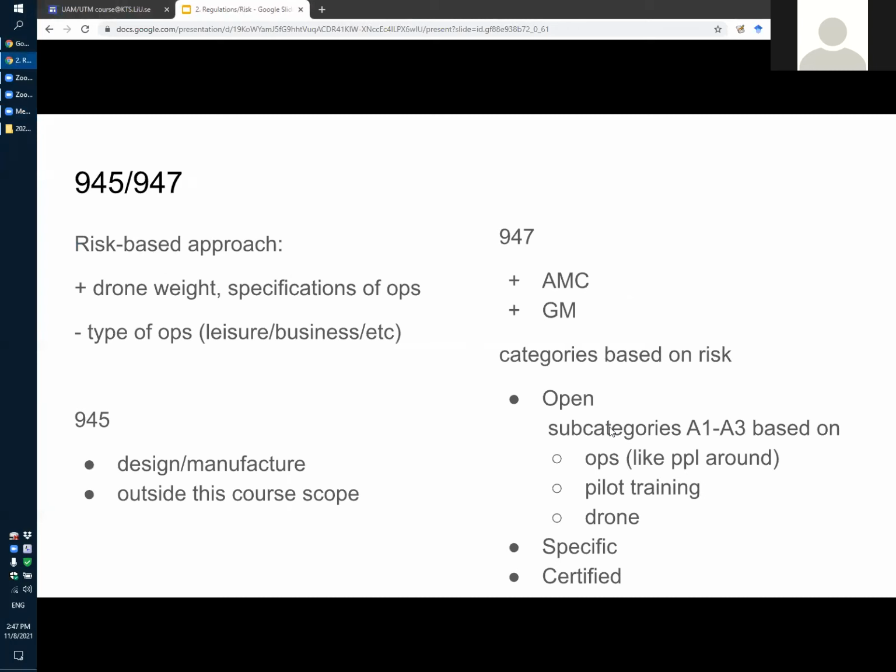And last but not least, we go into 945, 947. So these are from the easy access rules. So they are very much about the risk-based approach, as I already mentioned before. They look at drone specifications like weight and wingspan, or the largest dimension of the drone, look at the specification of operations and try to understand what kind of risk the drone poses. I'll give some details. Important, it doesn't look at really the type of operation.